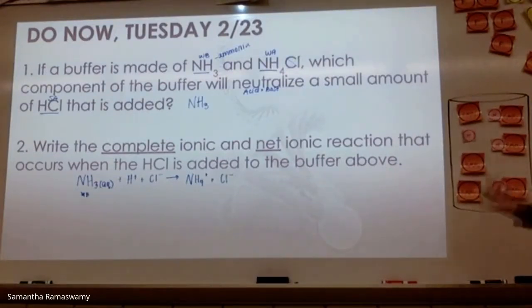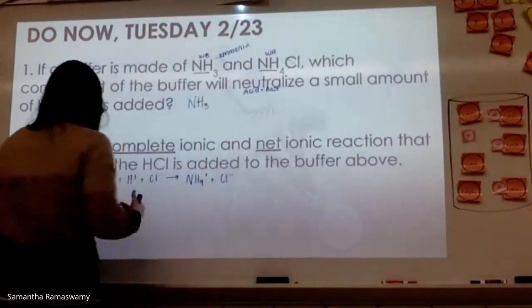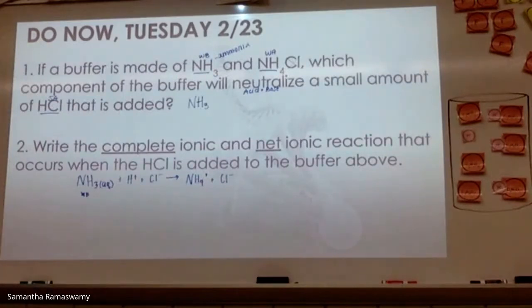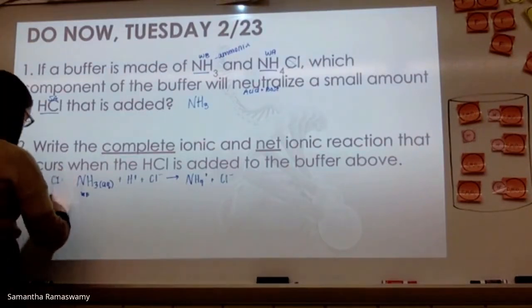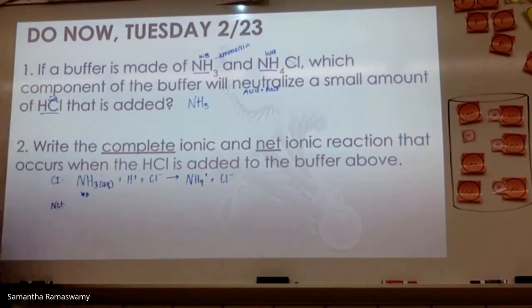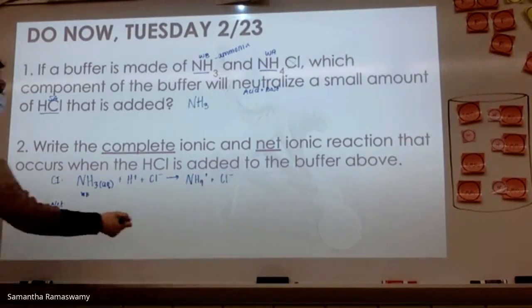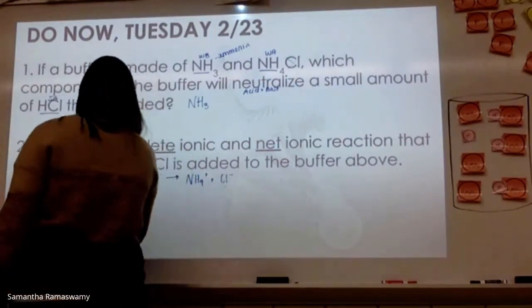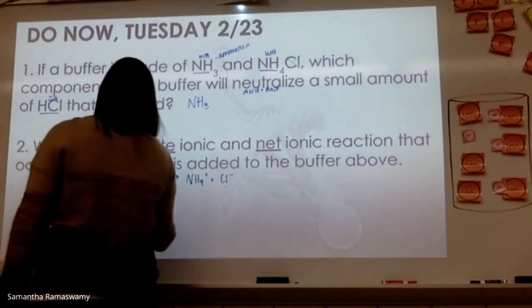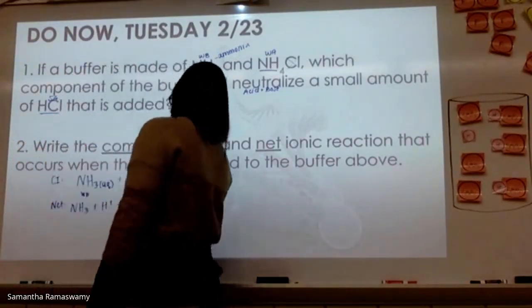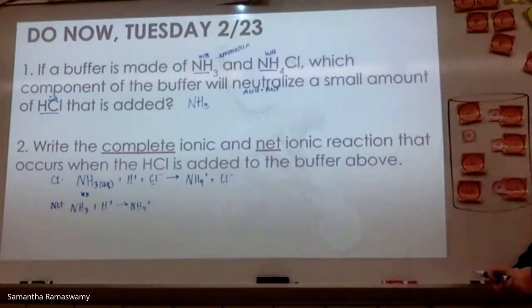So again, the reason that NH3 did not break apart is because it's a weak base. If it were strong, it would break apart. So this is the complete ionic. Net ionic, we cancel spectators. Do we have any spectators here? Cl-. All right, Cl- is the exact same on each side. So NH3 plus H+ gives NH4+. There's our net ionic.